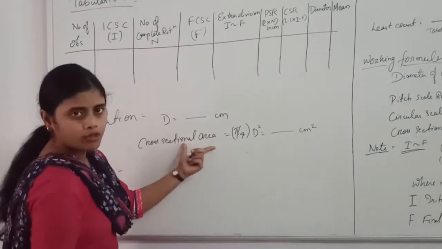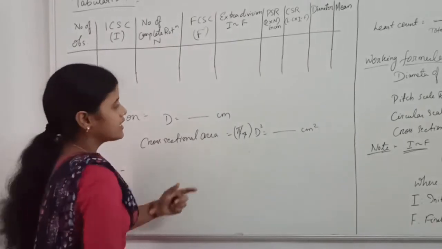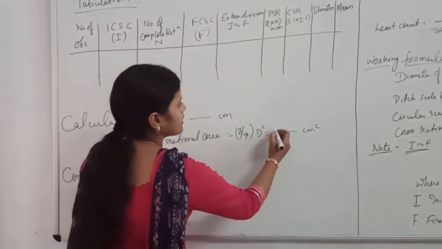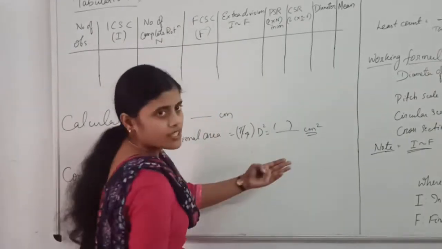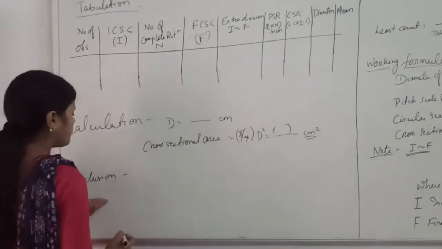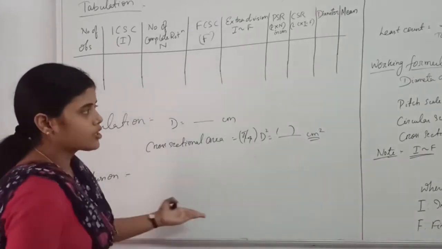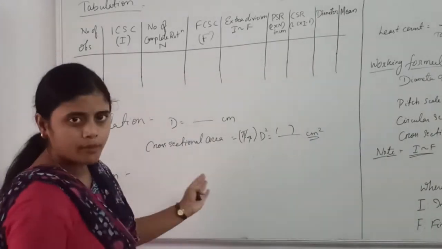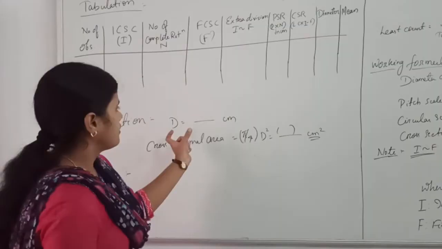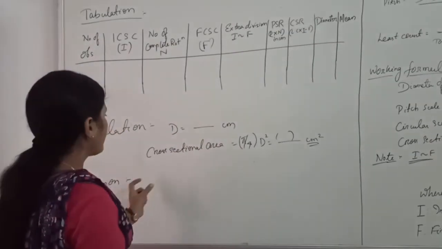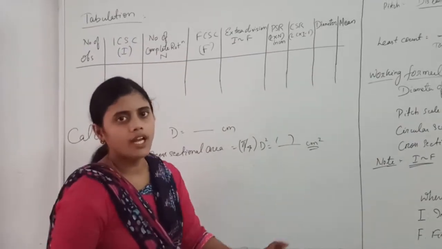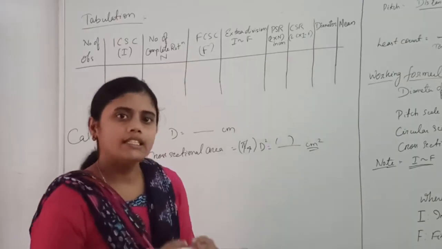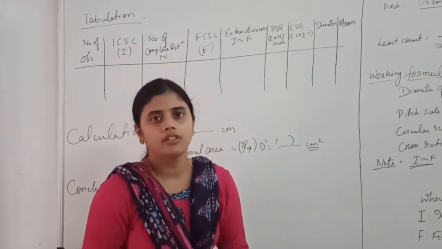Then you have to apply the formula for cross-sectional area, that is pi by 4 d square. You will get some answer in terms of centimeter square, and you will write down the conclusion: the diameter is found to be some value centimeter, and the cross-sectional area of the wire is found to be something centimeter square. Okay, so this is for the wire. A similar procedure you have to do for the plain lamina.